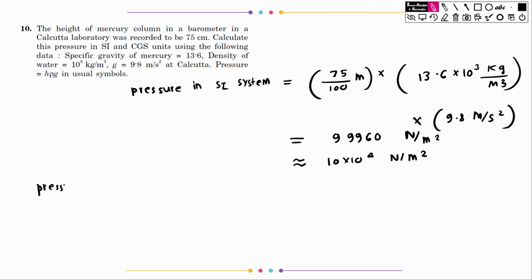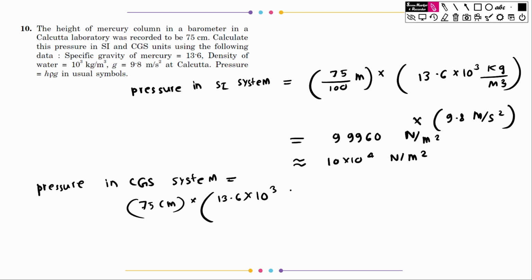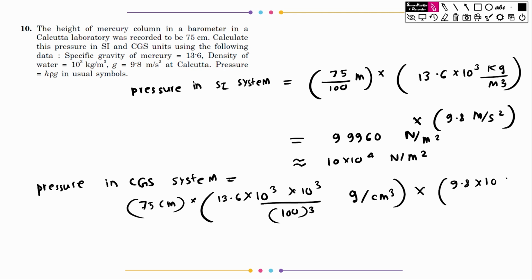Similarly, pressure in CGS system is 75 centimeter into 13.6 into 10 cube into 10 cube divided by 100 cube gram per centimeter cube into 9.8 into 100 divided by 1, which is approximately equal to 10 into 10 power 5. And in CGS system, unit of pressure is dyne per centimeter square.